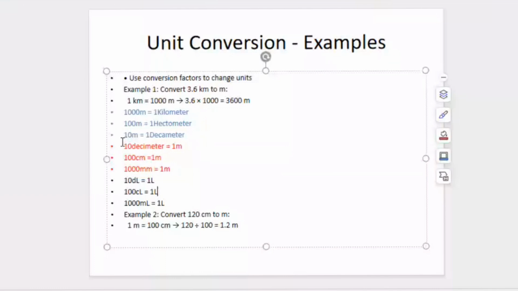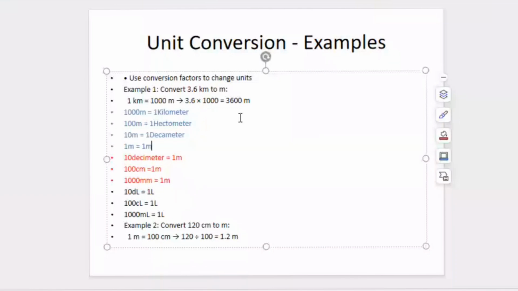So if I wanted to put a boundary or like a base, I would say 1 meter is equal to 1 meter. So this is like the starting point. So above 1 meter, these are the larger ones. Below 1 meter, these are the lower ones. I don't know whether we get this.